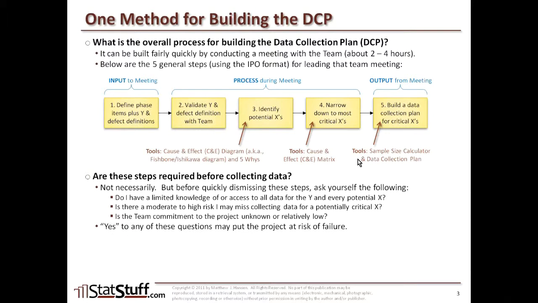Now, if you would answer yes to any of these questions, then what you could be doing is putting your project at a risk for failure. And if that's the case, then you're probably better off setting up this formal team meeting like this, following these 5 steps that I've just reviewed at a high level here, in order to mitigate that risk as much as possible.